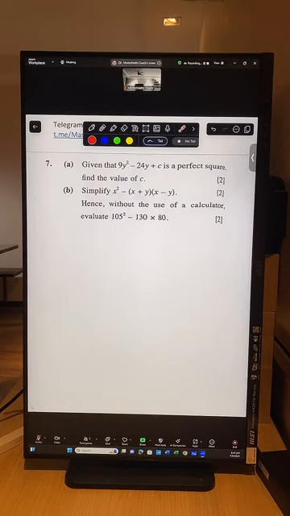Given that 9y square minus 24y plus c is a perfect square, find the value of c. And then for part b, simplify x square minus x plus y, x minus y. Hence, without the use of a calculator, evaluate 105 square minus 130 times 80.